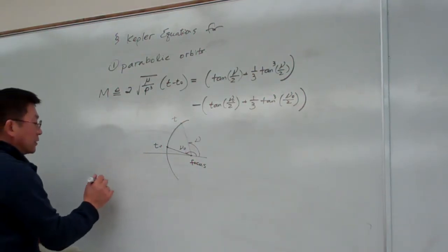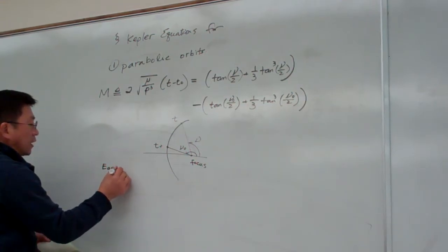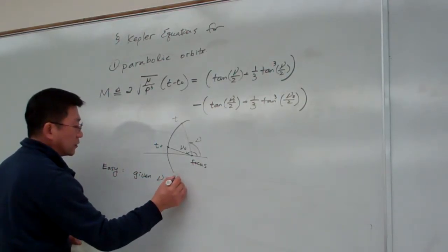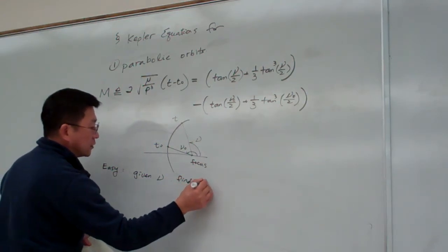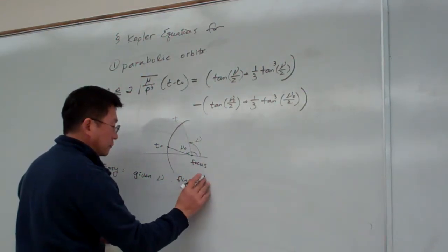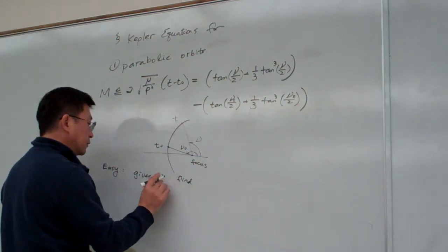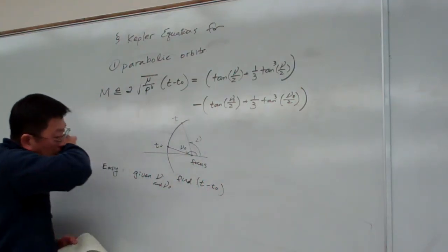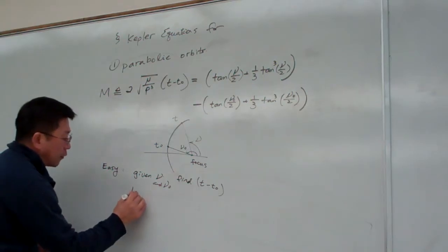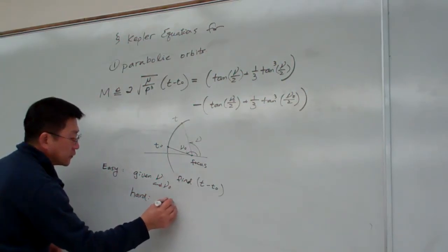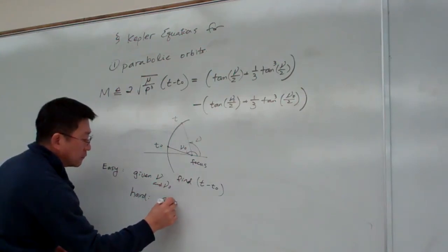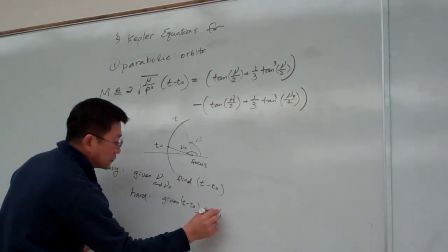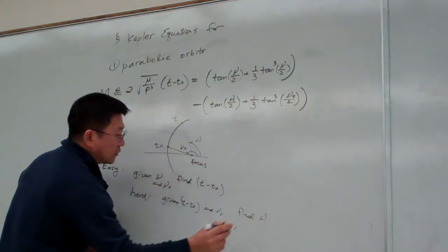For this one, again, the easy problem is, given nu and nu 0, find the time of flight t minus t0. And the hard one is vice versa: we are given t minus t0 and nu 0, find nu.